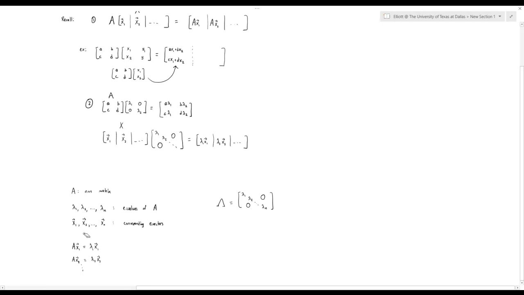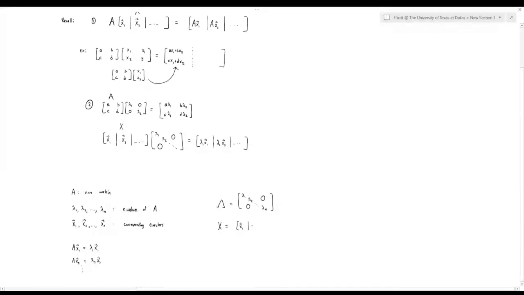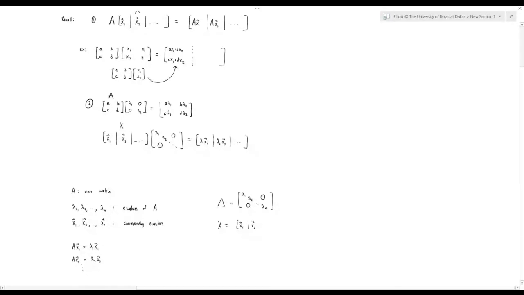And then likewise, let's take the eigenvectors and put them into a matrix too. So x1, the first eigenvector, is the first column, x2, the second eigenvector, is the second column, and so forth. Order is not too important most of the time.